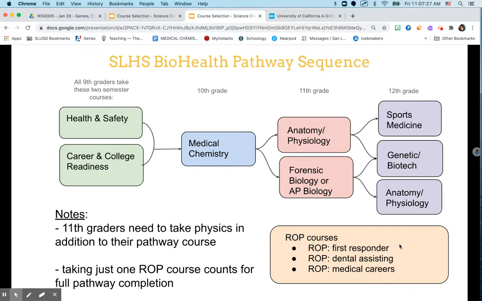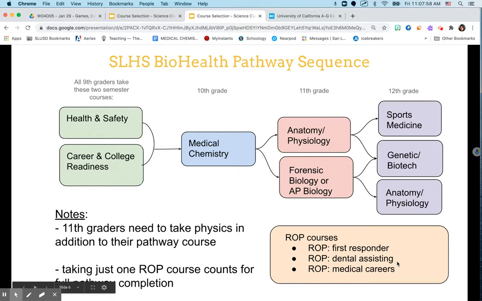So the ones you get first pick in, if you so want to choose, is first responder. So this is emergency medical technicians. If you want to get certificated as an EMT or emergency medical technician, the people who ride the ambulances and are the first people to respond in an emergency for medical reasons, those individuals, right? This will get you certificated when you graduate high school.